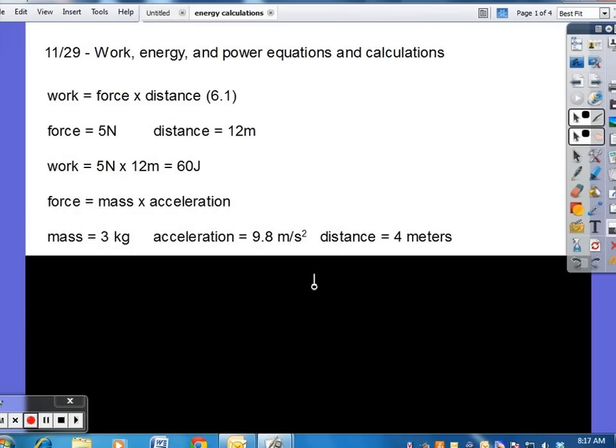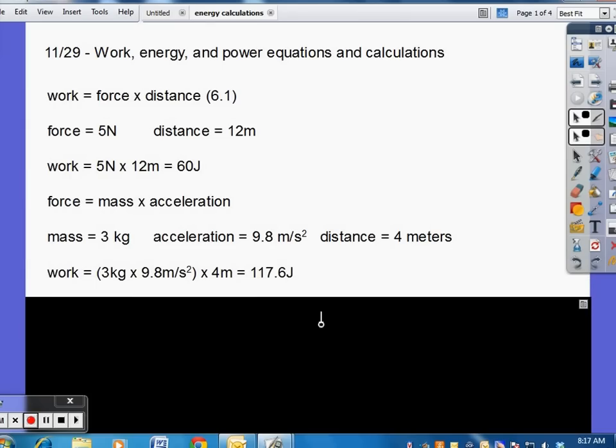So if you have a mass of 3 kilograms and it's accelerating at 9.8 meters per second squared, so it's falling, say, and it falls for 4 meters, how much work was done on the object? So go ahead, pause the video, calculate that, and then check your answer. You should have gotten 3 times 9.8, so that's your mass times acceleration, which is your force, times 4 meters, so 3 times 9.8 times 4.